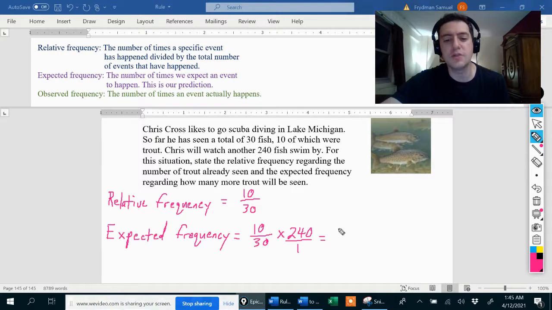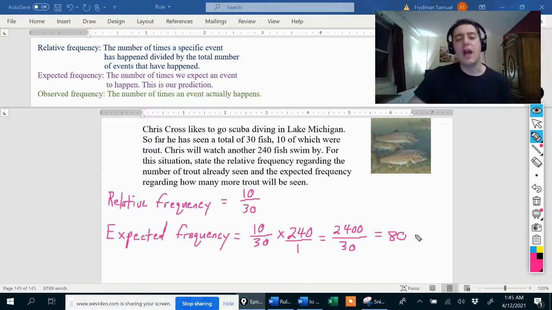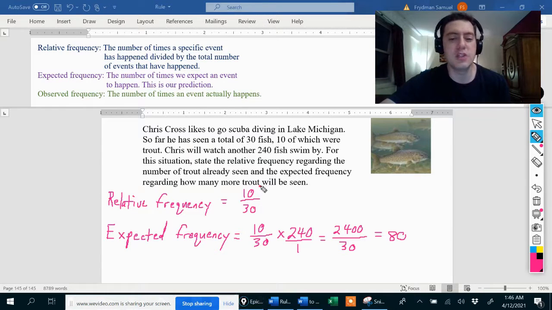So 10 times 240 is 2,400, and 30 times 1, that's easy, that's just 30. I was about to say 1. Okay, so 2,400 divided by 30 would give us 80. So out of the 240 fish that Chris is going to see, we would expect around 80 of them to be trout. And that kind of makes sense because let's reduce this.